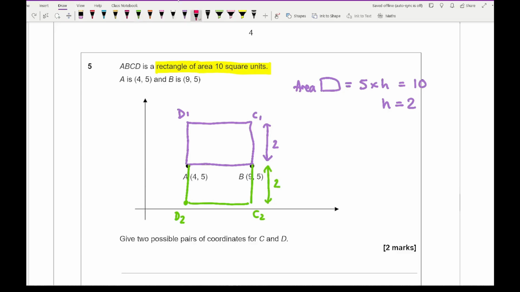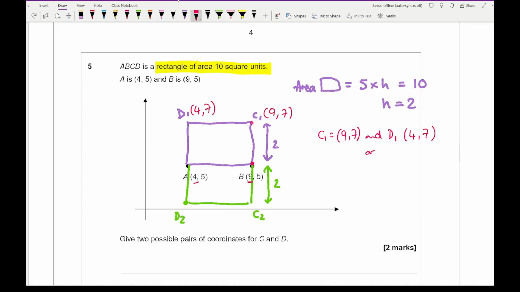Now looking at the coordinates of B, C will have the same x ordinate as B, so that will also be 9, but the y ordinate is going to be 2 up, so that's going to be 5 plus 2, which is 7. So C1 is going to equal (9, 7), and D1, which is directly above A, has the same x ordinate, but again the y ordinate will be plus 2, so that would be 5 plus 2, which is 7. So D1 would be at (4, 7).